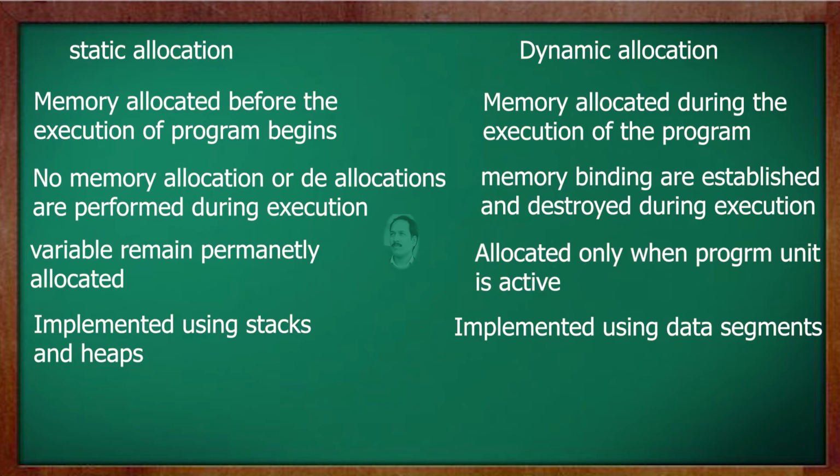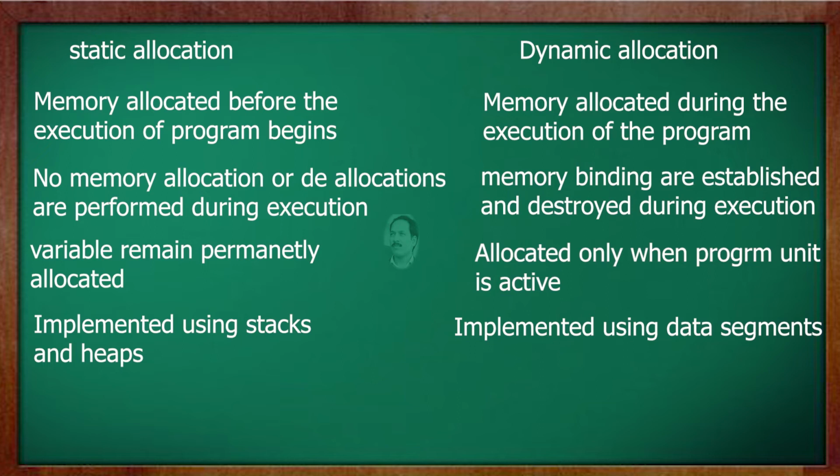So now let us discuss the difference between a static allocation of memory and dynamic allocation of memory. Static allocation, we already know. It is done during the compilation, and it also remains active throughout the program, and both are implemented using stacks and heaps. Let us go one by one.